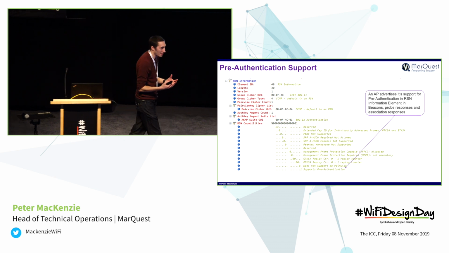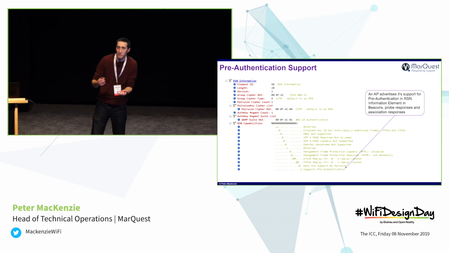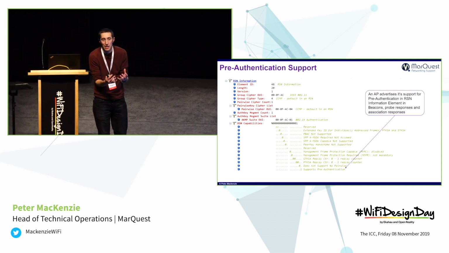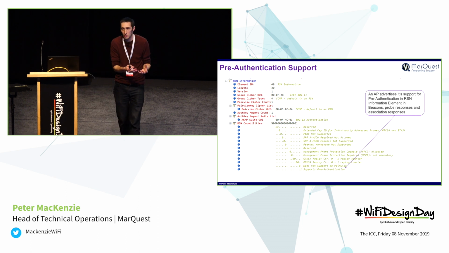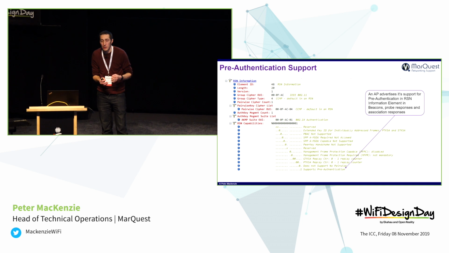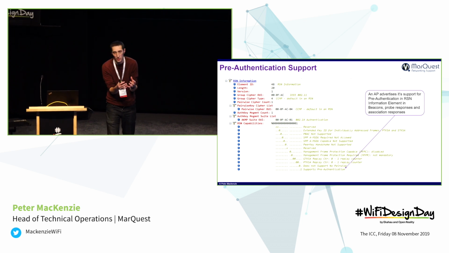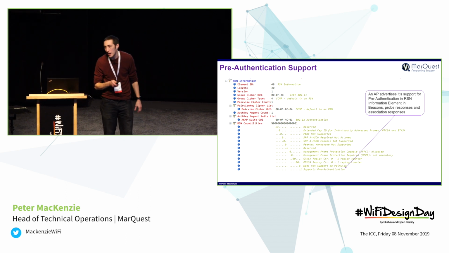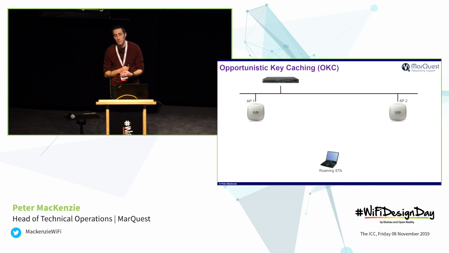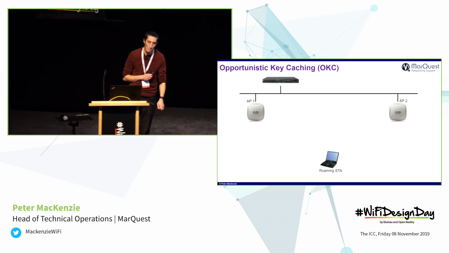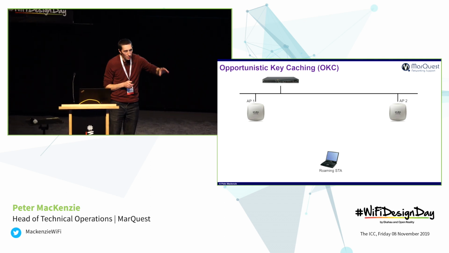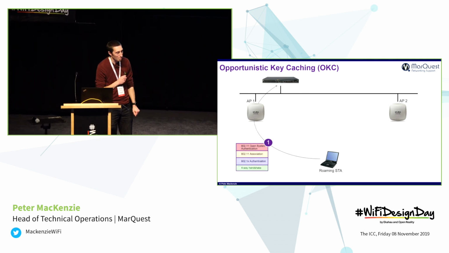Both of these two methods, pairwise master key caching and pre-authentication, will work with any sort of vendor solution, controller-led or controller-based solutions. But there was a thinking in the industry around when these methods were coming out that most solutions had a controller. And if we've got a controller, can we be more efficient? And that's where a standardized method called opportunistic key caching came from. And opportunistic key caching works a little bit like this.